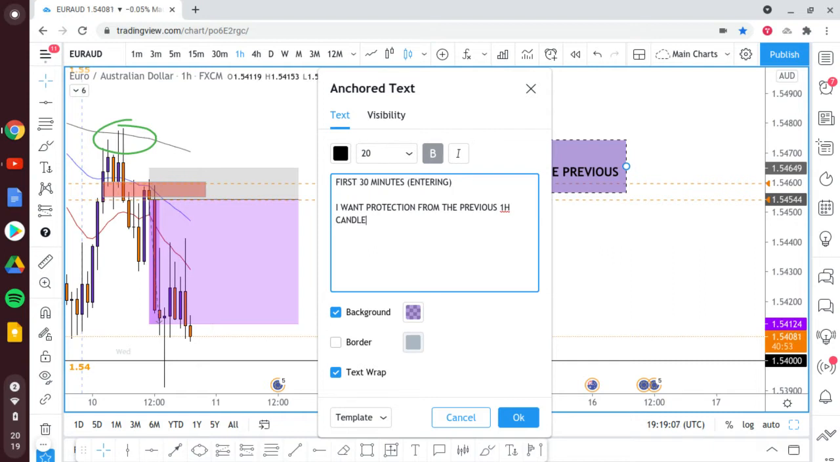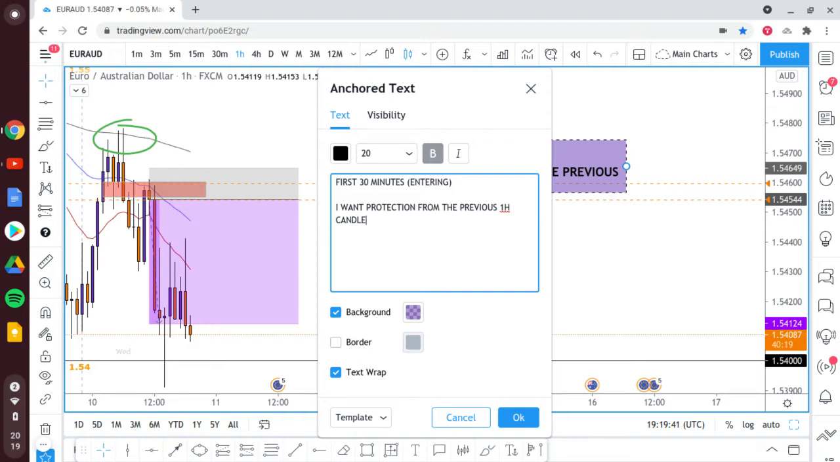and I don't want to work like that. I've done that before years ago, and it's just not the way for me. So in continuations, in the first 30 minutes of the current 1 hour that you're entering in on, you want protection from the previous 1 hour candle. So if you're going short, you want protection of the previous 1 hour candle's highs. And if you're going long, you want protection of the previous 1 hour candle's lows. It's as simple as that.